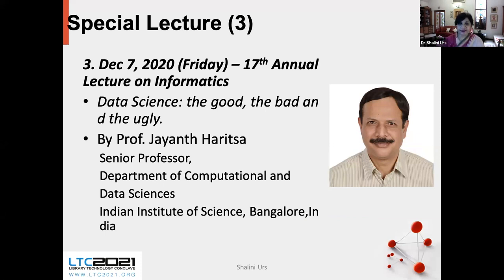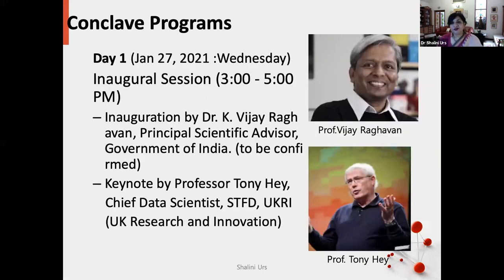He's going to talk about data science, the good, the bad, and the ugly. Then we are going to have the conclave program, which will be on day one. We are going to inaugurate the conference. We are waiting for confirmation from Professor Vijay Raghavan to inaugurate the inaugural session.